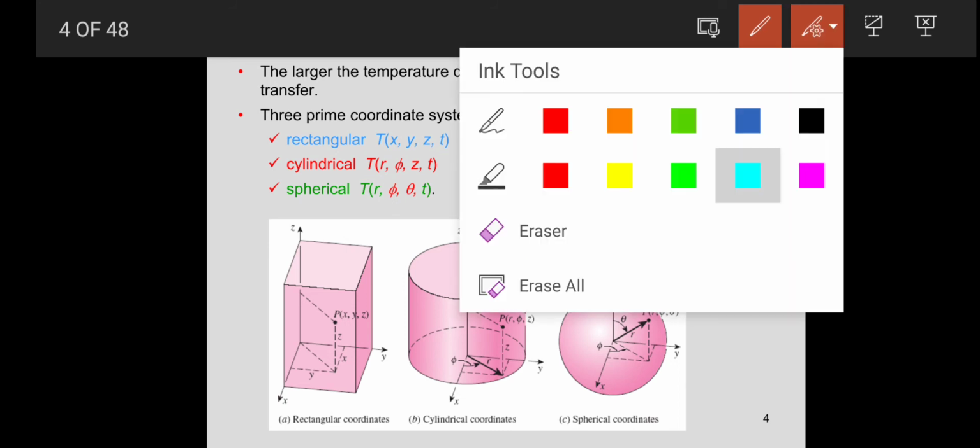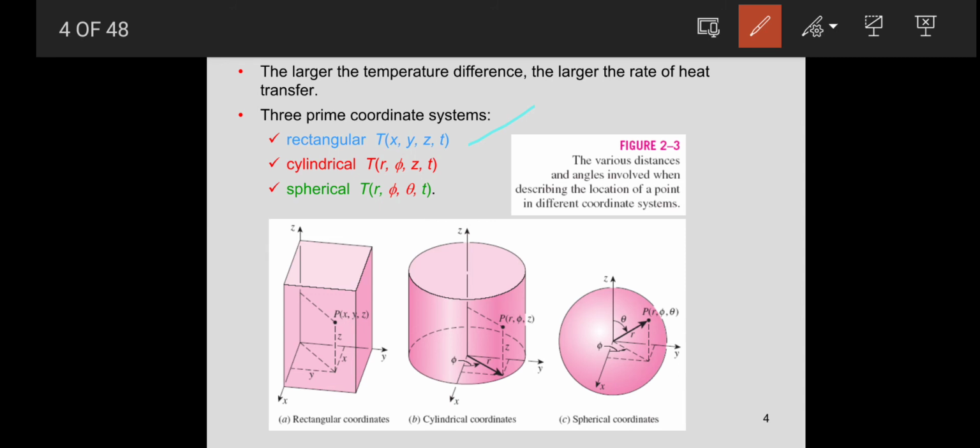In the rectangular coordinate system we use the x, y and z directions, and that means temperature is a function of x, y, z and t. That means temperature is varying in the x direction, in the y direction, and in the z direction, and also it is varying according to time. So this is the rectangular coordinate system. Similarly, there is a cylindrical coordinate system.